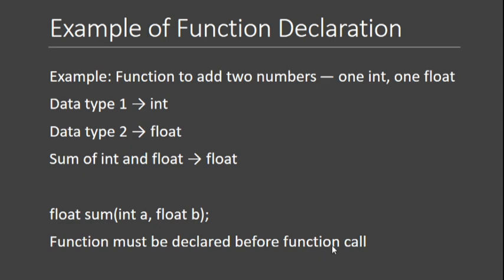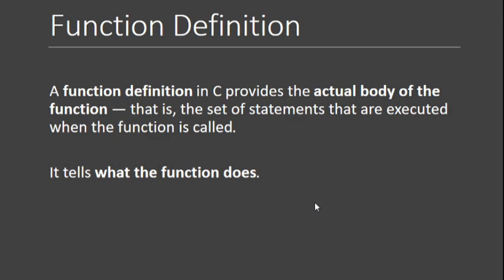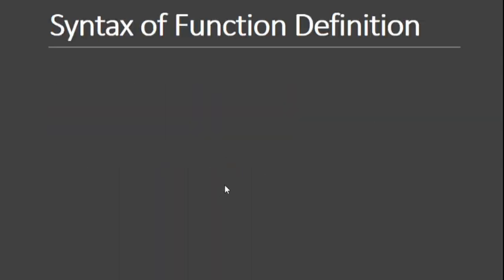Function must be declared before the function call. Okay, I'll discuss this. Now we are going to talk about function definition. Up to now I discussed function declaration only. Next I am going to talk about function definition. After the function definition, we are going to analyze how you are going to call the function. A function definition in C provides the actual body of the function. What is the purpose of this function, what it has to perform, what program it has to execute. That is the set of statements that are executed when the function is called. It tells what the function does, what the purpose of the function is.